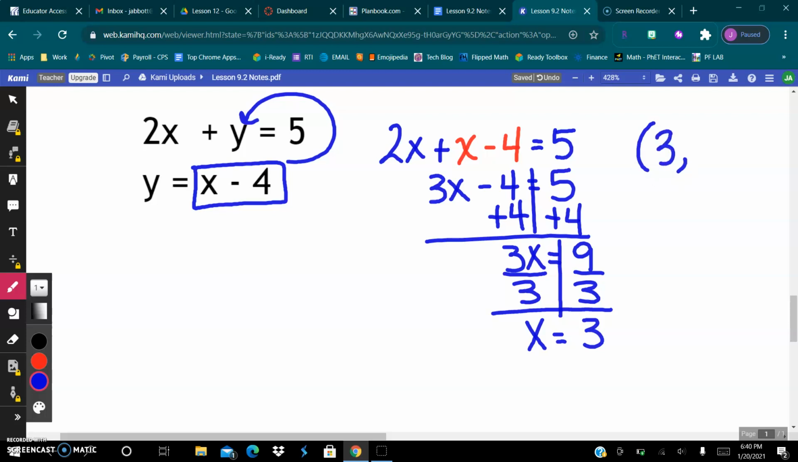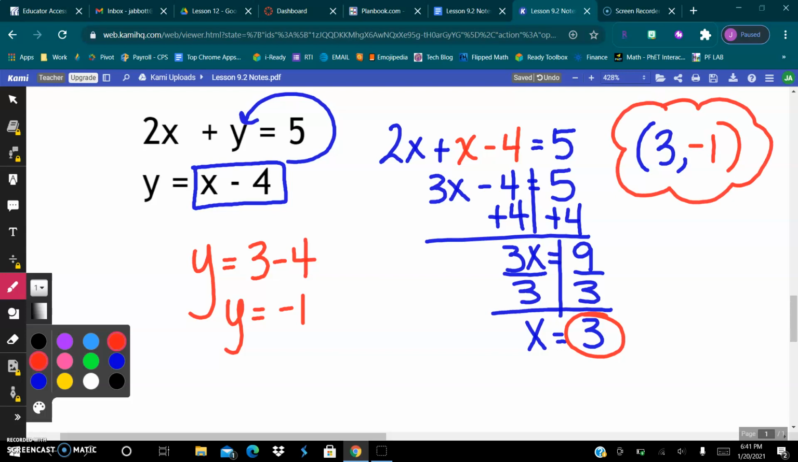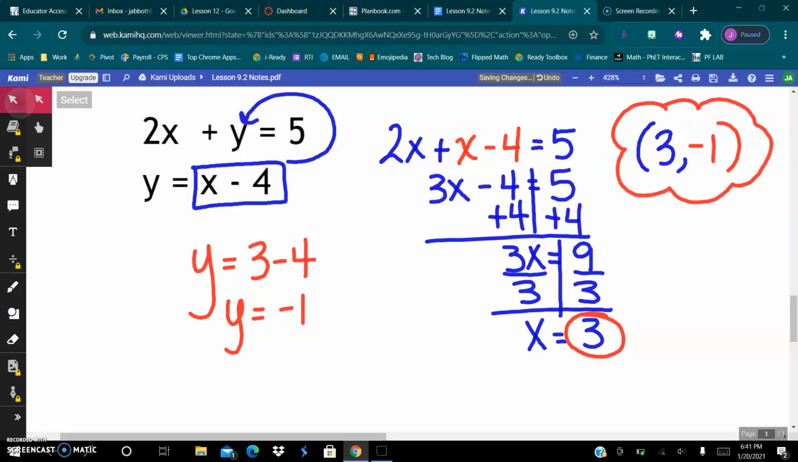x is first. And then we're going to take that, x is 3, and substitute it back into one of the original equations. Looks like the bottom one would be the easiest, so I would have y equals 3 minus 4. And 3 minus 4 would be negative 1. So my y is negative 1, and the point where these two lines cross would be 3, negative 1.